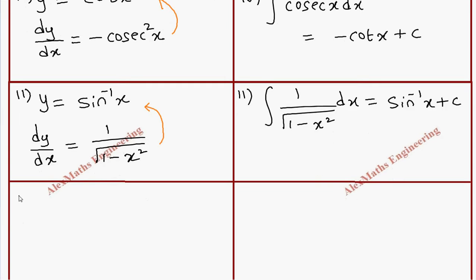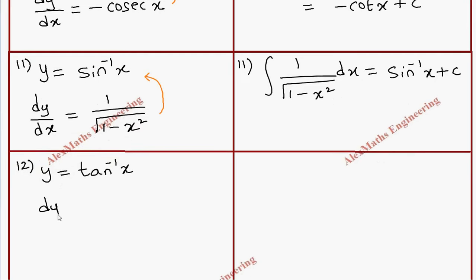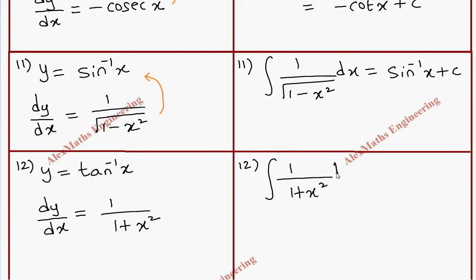Coming to the next, suppose y is tan inverse x, then dy by dx is 1 by 1 plus x square. So using the reverse of this, we can write the integration of 1 by 1 plus x square dx as, from this we get tan inverse x. So we write here tan inverse x plus c.